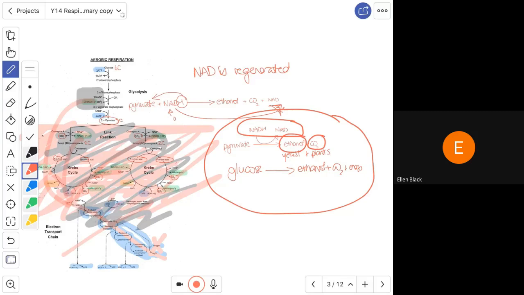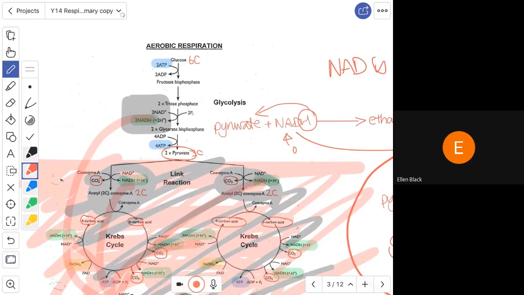How much energy is there? Well, there's only 2 molecules of ATP. That's all. Because the NAD can't carry the hydrogens to the electron transport chain because that's not working, and it won't go any further. It doesn't go to the link reaction. So there's only a very small amount of energy, but it's better than no energy.